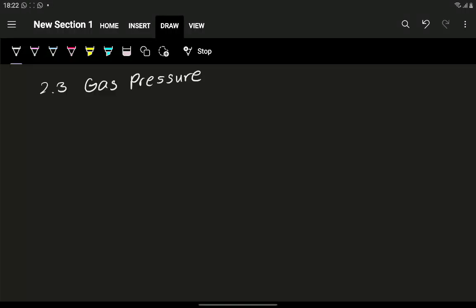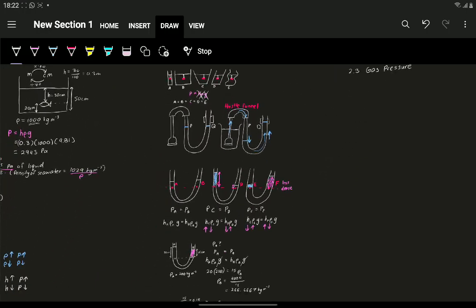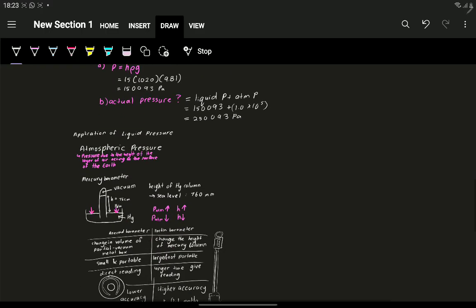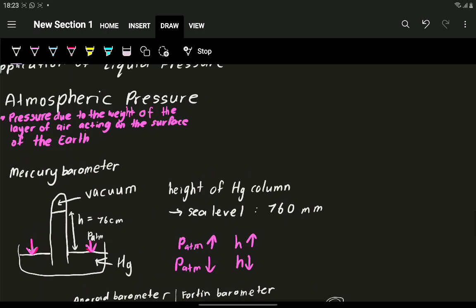I just recorded 2.2, which is atmospheric pressure, and it got deleted, and I don't know how. So I'm going to explain that again. Oh man. Okay, at least I didn't erase the notes.